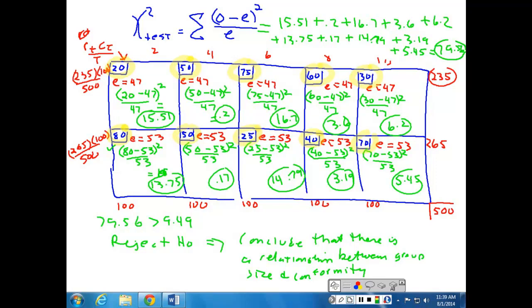And it should say, is there an A and then a B there? Don't change that. Just go down and hit calculate. And once you've done that, you should see that you have a chi-square test of about 79.56. Good.